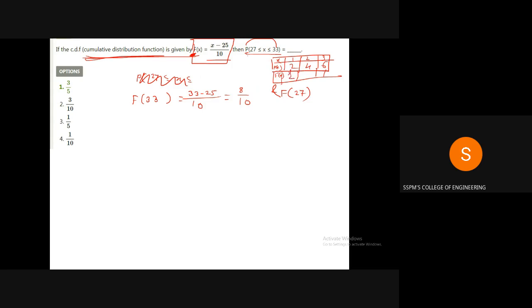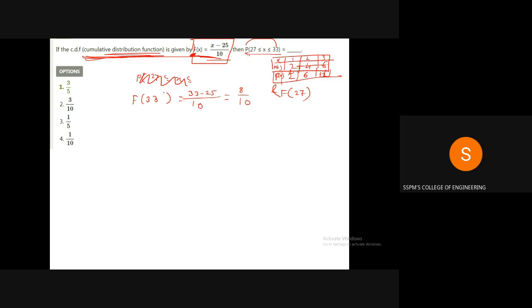Here it is 2. Then here with the addition of 2 and 4, it is 6. And again, the whole addition is given here. So 6 plus 6 is 12. So that's how f is calculated, okay? That's what we call the cumulative distribution function. So here the cumulative distribution function is given and we have to find the value of p.